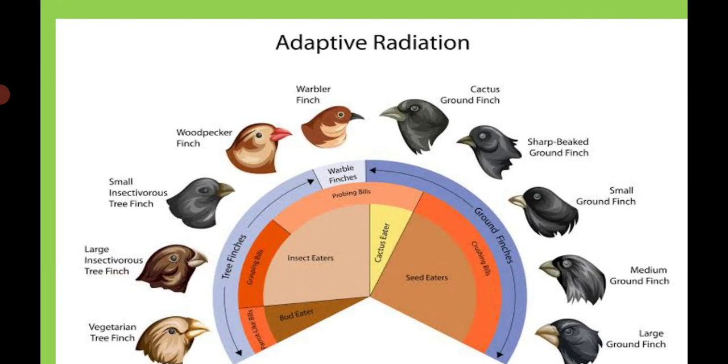Here in this image, from one ancestral finch, a number of other types of finches have adapted. The vegetarian tree finch, large insectivorous tree finch, small insectivorous tree finch, woodpecker finch, warbler finch, cactus ground finch, sharp-beaked ground finch, small ground finch, medium ground finch, and large ground finch, and they are playing different roles by using their different beaks. So this is an example of adaptive radiation.